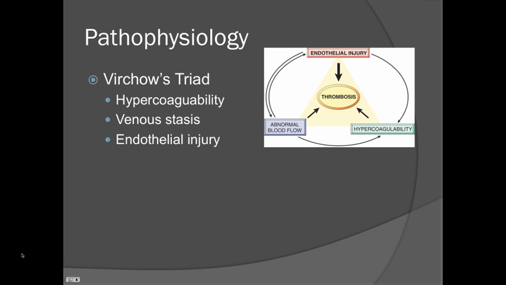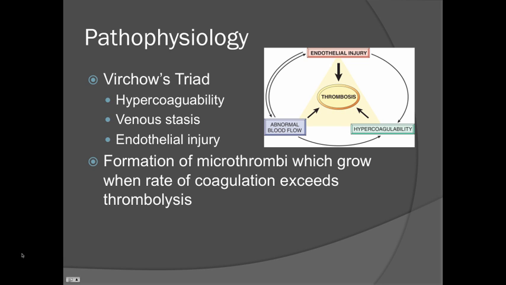And then endothelial injury can really be due to anything that disrupts the endothelial lining, whether it's a catheterization procedure or just the abnormal blood flow sort of shearing the endothelial lining off the vessel.